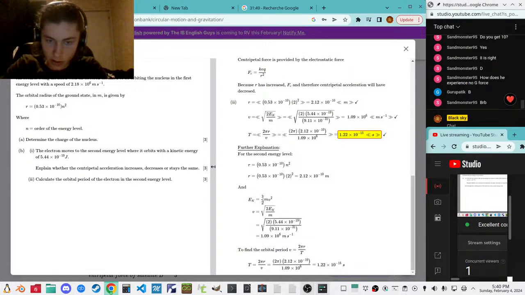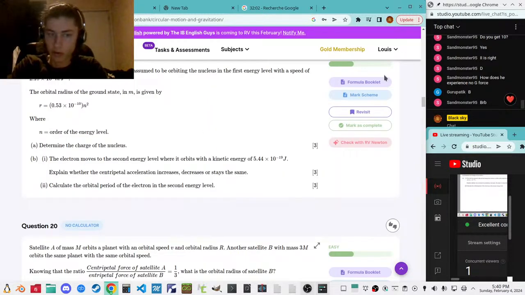Wait, let me see. Okay, yeah, mv squared. Wait, was there an easier way? Yeah, true, you don't have to do the whole big equation. Could have been a bit faster.